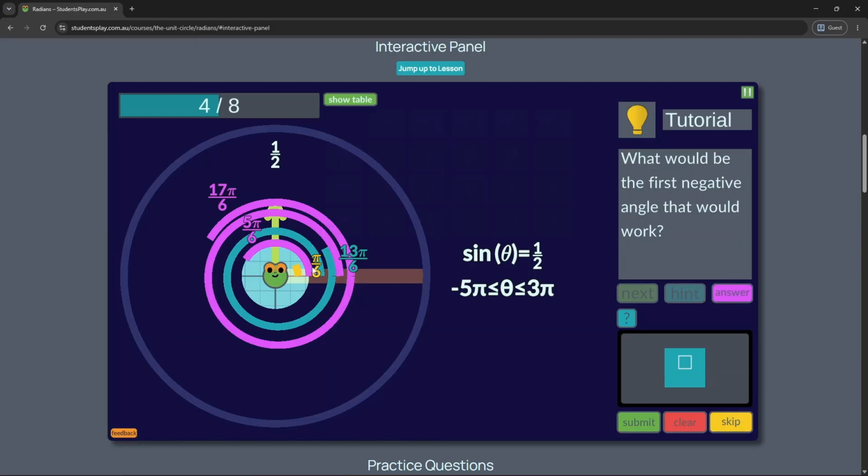Using pi on 6s, we could think about, here would be 6 pi on 6, and an extra one would be 7 pi on 6. Also, we could count. So we could go 1, 2, 3, 4, 5, 6, 7. So either way we get 7. And then negative 7 pi on 6.